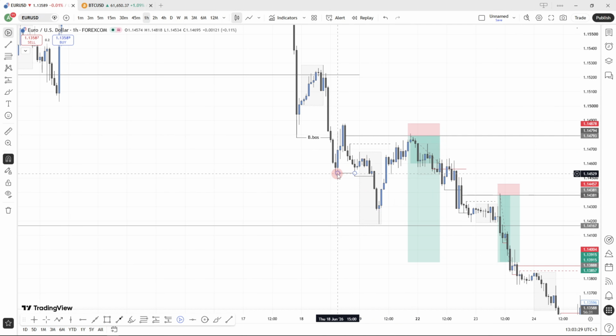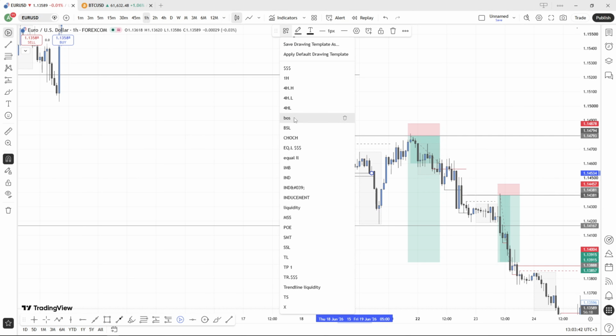At this point, let me extend this. This is where we had a breakout structure. Remember, for a breakout structure, you need to have a candle closure below it. So this is a break of structure. Let me label it all the same. So this is a breakout structure.